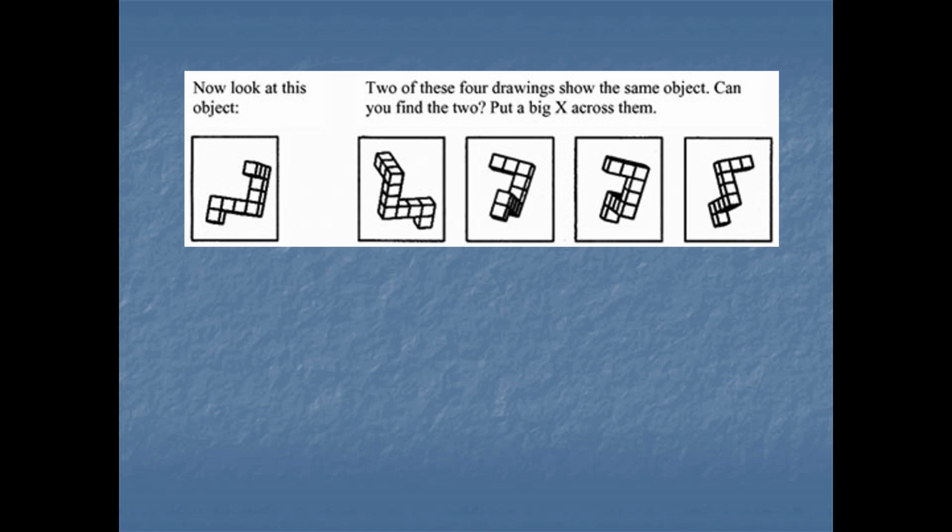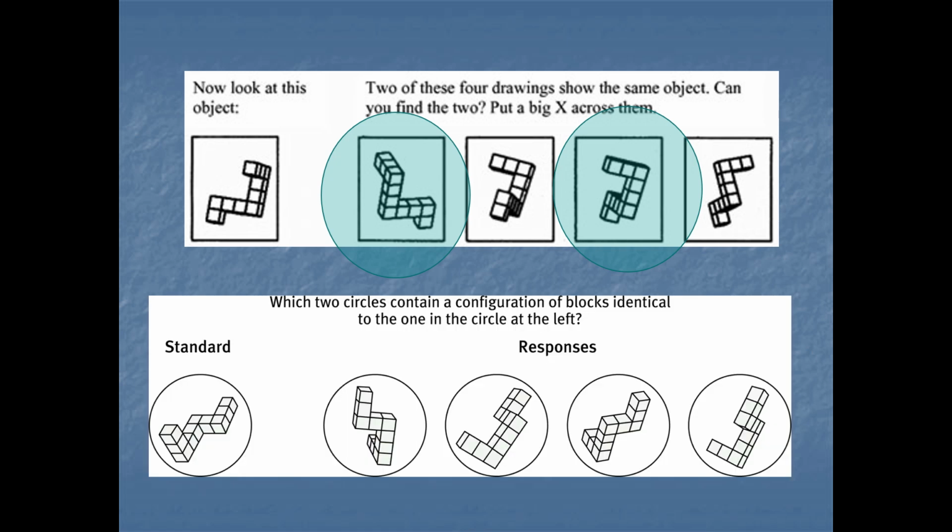Now, you can pause if you want to keep thinking about it before I give the answer. But it is the first and third ones here. They're the same shape as our original one on the left. Whereas the second and fourth can't work. They're different shapes. Let's try another example. Same idea. Look at the one on the left. Now, which two of the four pictures on the right are a rotated version of it?